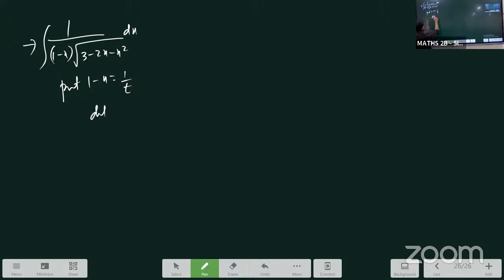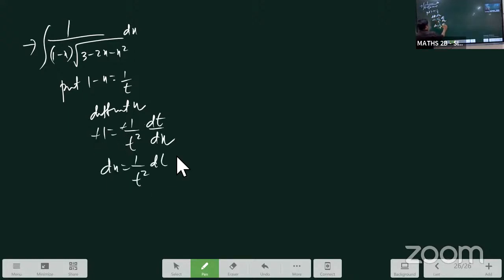Now differentiate with respect to x. Minus 1 by t derivative, 1 by x derivative is minus 1 by x square. So minus 1 by t square dt by dx. Now minus minus gets cancelled. dx equal to 1 by t square dt.